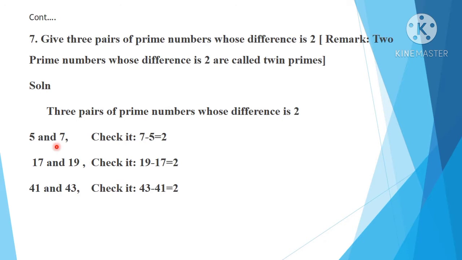Now the third one. I have taken here 41 and 43. So 43 minus 41, you are getting the answer 2. So what are the three pairs of prime numbers we got here? 5 and 7, 17 and 19, then 41 and 43. You can write any pair, no problem. But what is the condition? The difference of those numbers should be 2. Is it clear, children? Let's see the next problem.